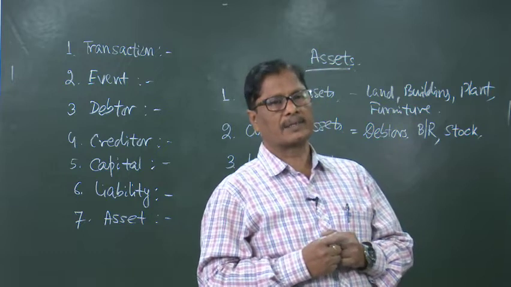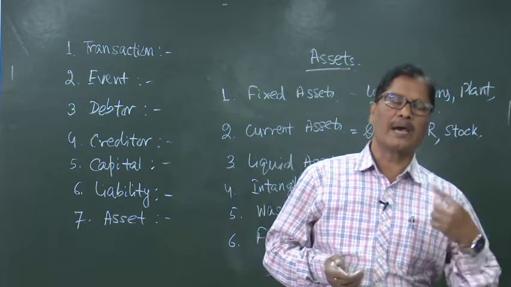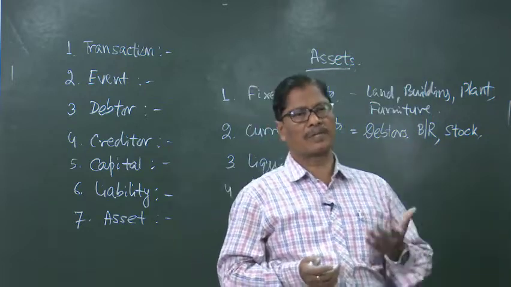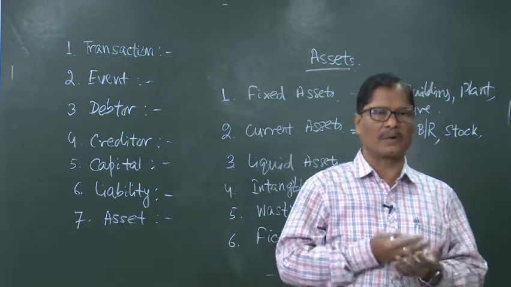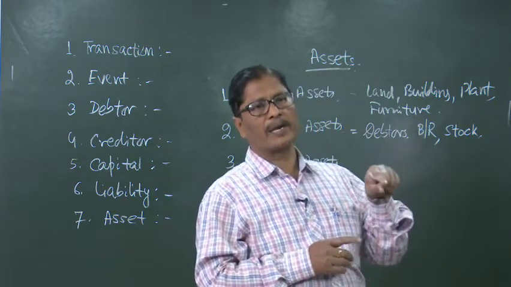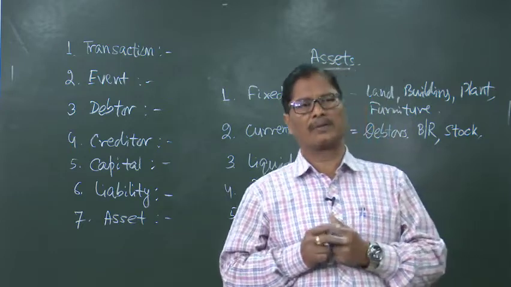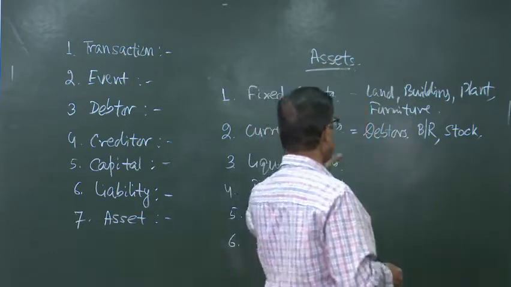If there are debtors, debtors means the persons who have taken goods on credit from us. So, if they have not paid today, after 1 month or after 2 months or after 3 months they have to give us. So, in this way that asset debtors is being converted to cash within a period of 1 year, 1 accounting year. That is why it is called current asset.